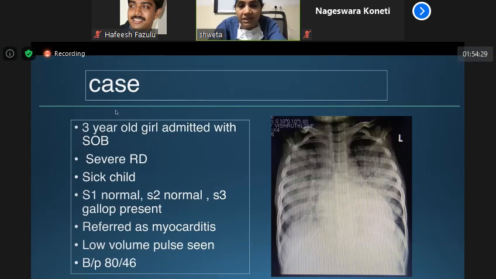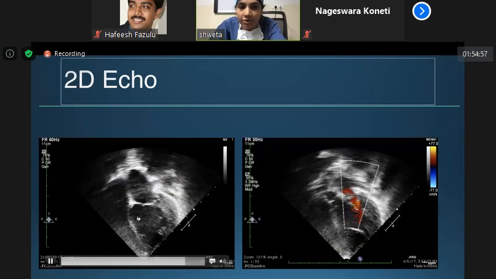Now, please see this next case, a 3-year-old girl who is admitted again with severe distress, a very sick child. You can see the X-rays, grade 4 pulmonary edema. You can see bad lung appearance. There is mild cardiomegaly and severe pulmonary edema. There is an S3 gallop and she was referred as myocarditis. There is low volume pulse. Blood pressure is 80/46.